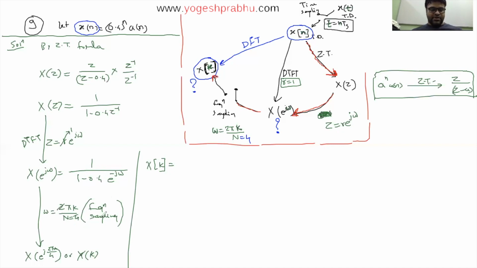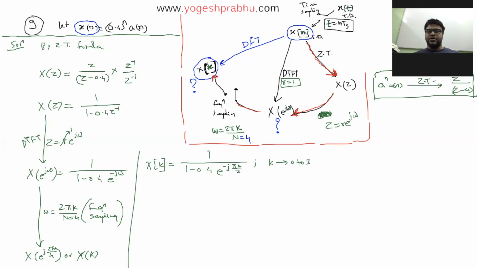So now tell me what you will get. This is 1 over 1 minus 0.4 e to the minus j pi k by 2. Is it correct? Yeah. Okay. Now, once you get that, k is going to go from 0 to 3. Count 0, 1, 2, 3. There are 4. So it's going to go from 0 to 3.